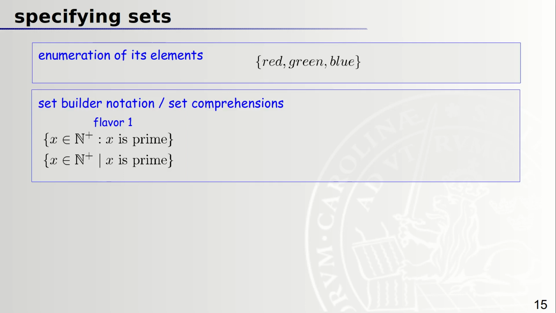If instead we pick 17 for x, then the condition is satisfied since 17 is prime, and so 17 is a member of the set. Because these conditions can be thought of as filtering the values of the original set n+, they are sometimes also referred to as filters.